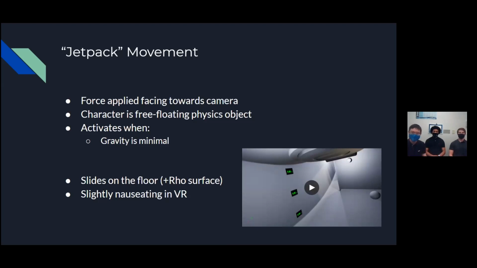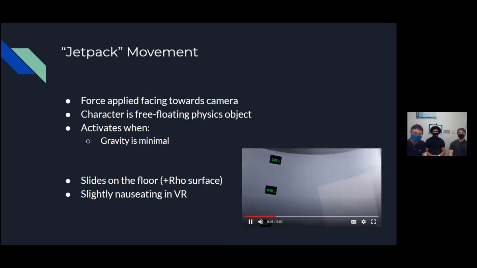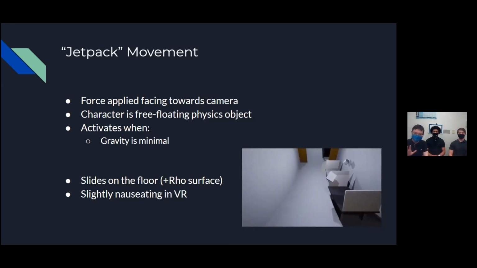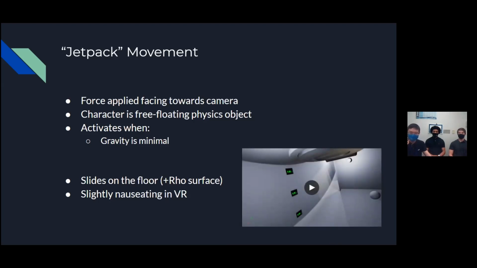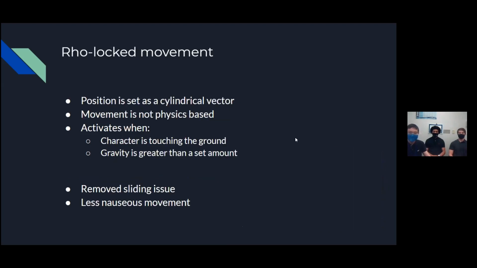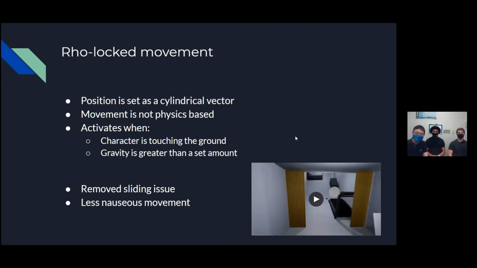Unreal's physics engine is very good at handling this, but the problem was that it didn't handle friction between moving surfaces very well. So when you hit the ground, when the gravity was turned on, you would start sliding around, and it was very nauseating in VR. It was just a bit inconvenient. Here's a demonstration on the bottom right. You can kind of see what we're talking about. There's some inertia to it. The movement doesn't stop when we want it to stop. So for the second, we came up with the roll-lock regime. The position is stored as a cylindrical vector.